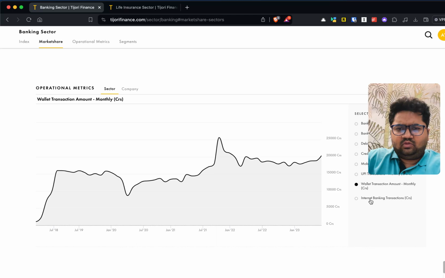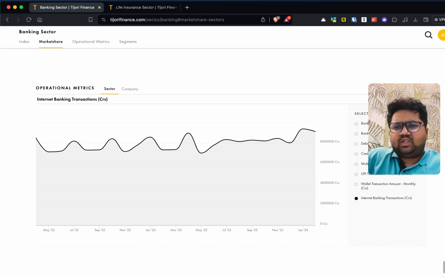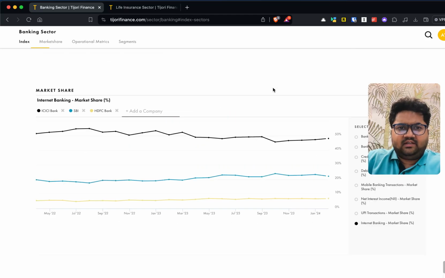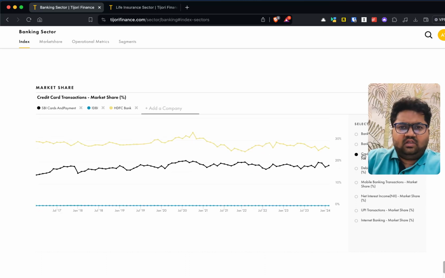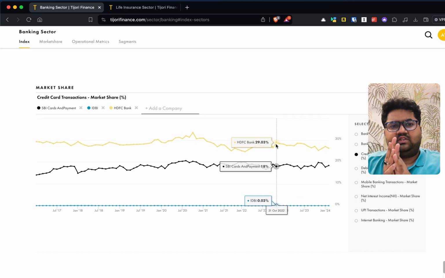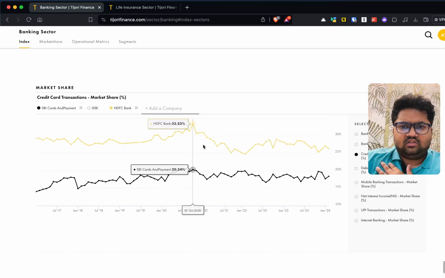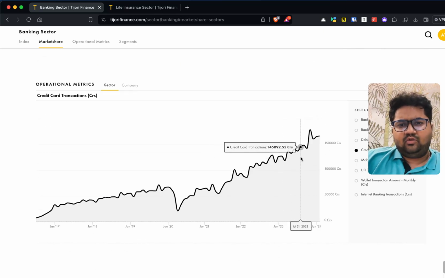Wallet transaction amount is doing simple, and I think internet banking is also a kind of consistent metric. What is important to understand from this analysis is that credit card transactions are on the rise, which I can understand from these operational metrics. We'll come to the company later, but we also looked at credit card transaction market share and understood that HDFC Bank is doing good. So a good inference can be made: since HDFC Bank serves probably the largest chunk of credit cards in the country, close to 25%, it would be capturing a good segment of it.